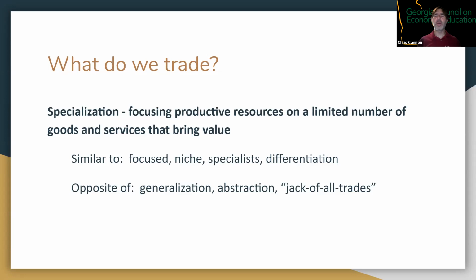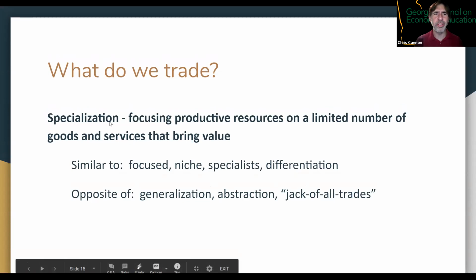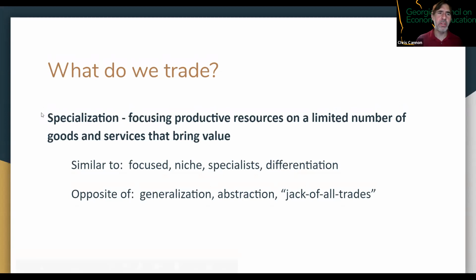In real life, you've got to figure out what you're good at. And the standards use this word here, specialization. Specialization, that's a great word. And the reason it's in the standards, and the reason it's in 6th and 7th grade, and in high school, and in 2nd grade, interestingly enough, is because it is what makes trade work. So definition-wise, it's kind of wordy, focusing productive resources on a limited number of goods and services that bring value. All right, so instead of producing everything, we're going to produce a limited number.